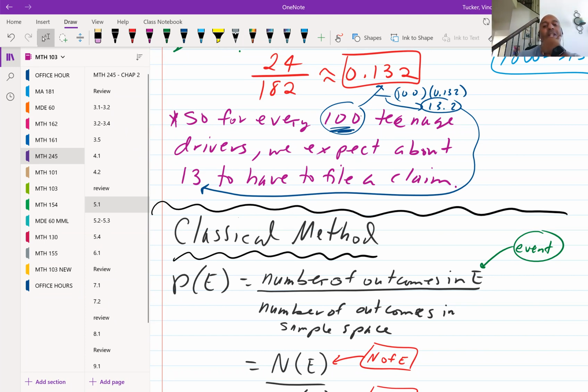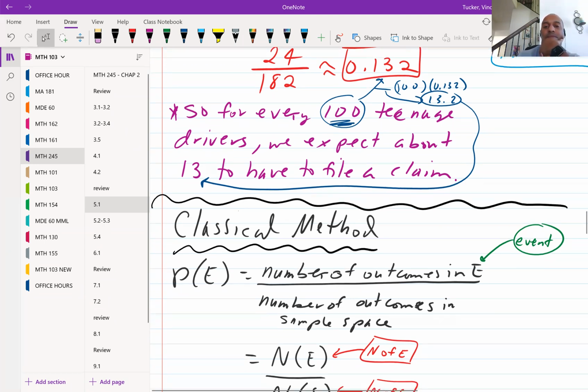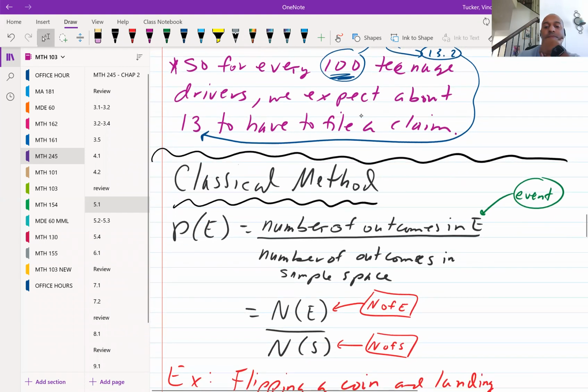Okay, so the next method, the classical method, is very similar to the empirical method. The probability of event E is the number of outcomes in E over the number of outcomes in the sample space. And here's the notation for that: N of E over N of S. N of E represents the number of outcomes in E, and N of S is the number of outcomes in the sample space.